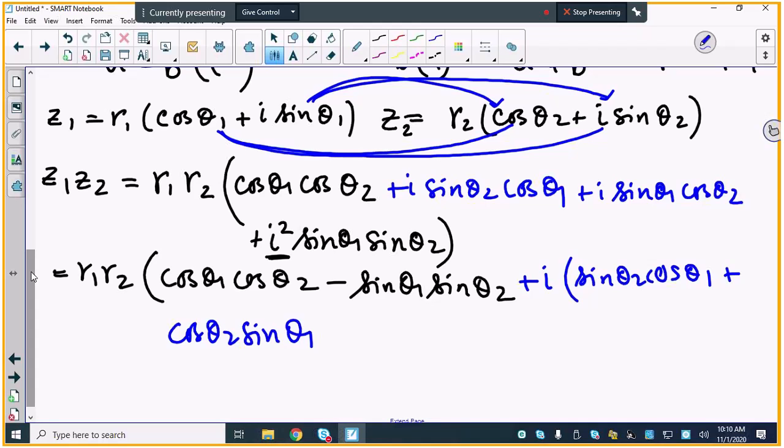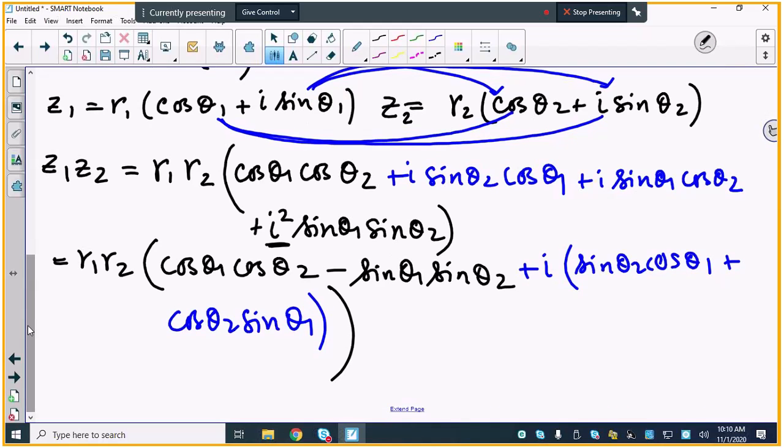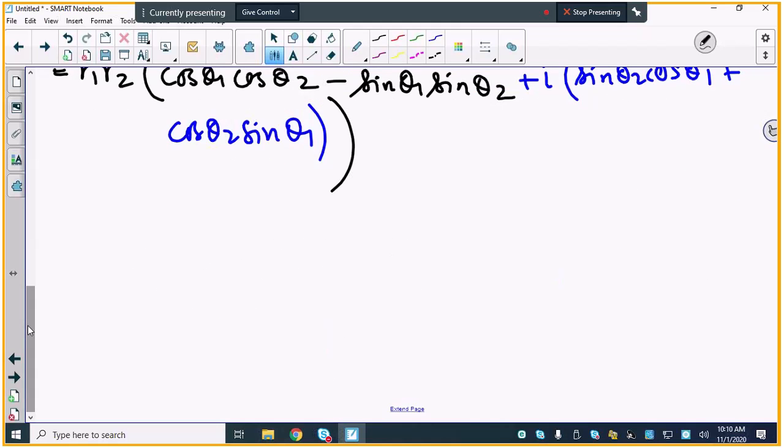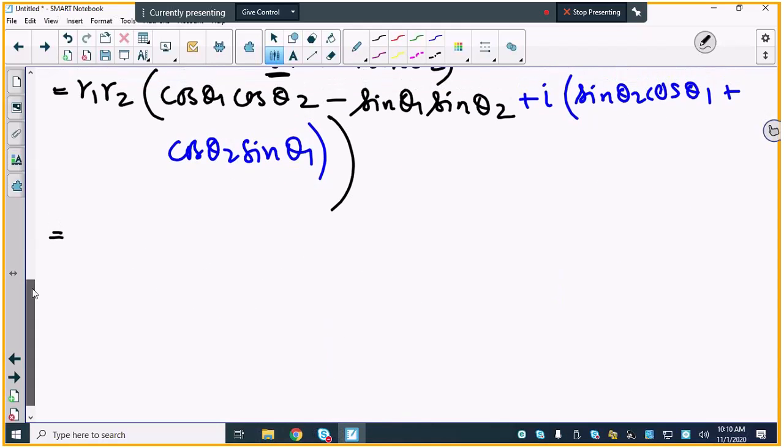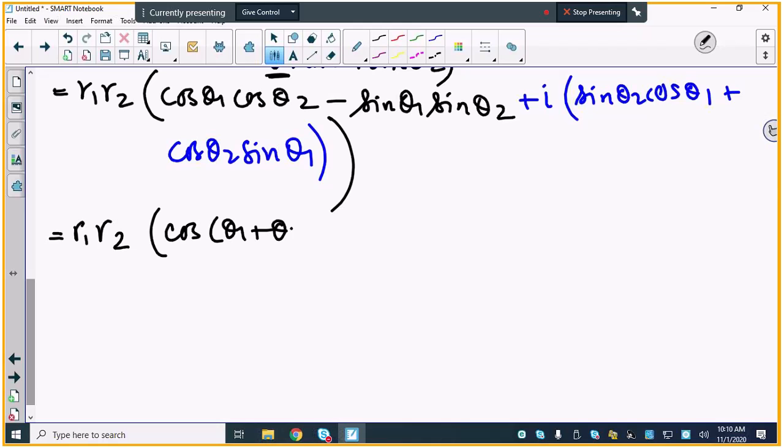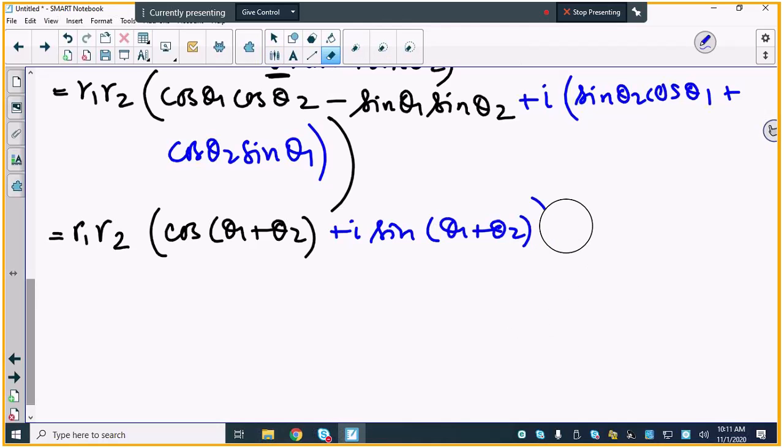And that reminds me about the formula of adding two angles. So it is the sum formula for cosine first and then the sum formula for sine. So I will go ahead and say that this is r1 r2 times cosine of theta 1 plus theta 2, and then I have plus i sine of theta 1 plus theta 2. And that answers why the formula of the product looked like how it looked.